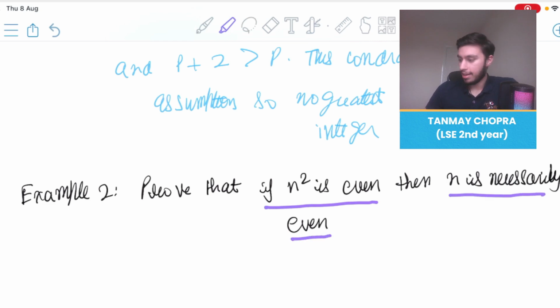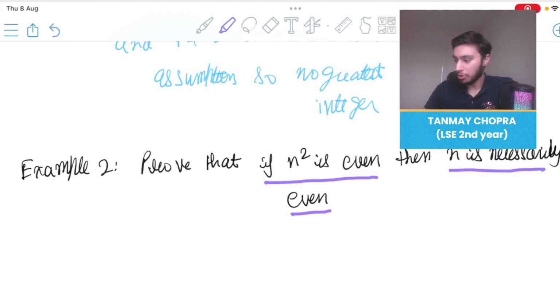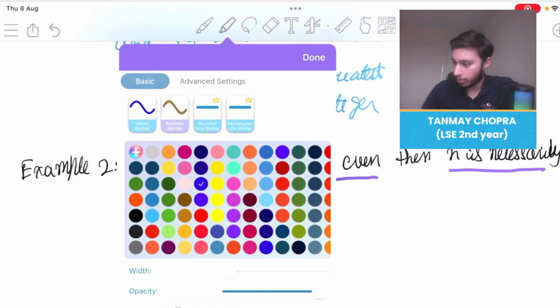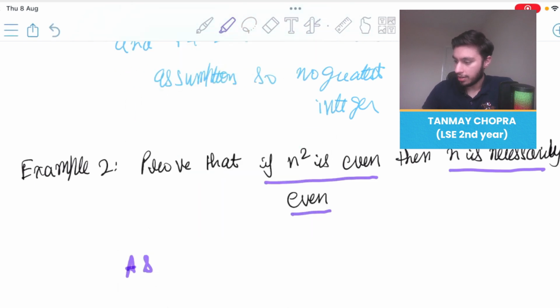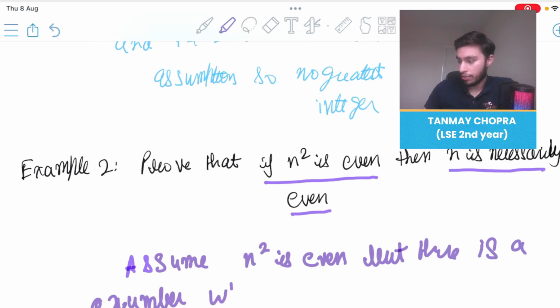All right. But if I'm doing proof by contradiction, I need to prove something is false. What am I going to say is false? I'm going to say assume, okay, maybe this is a wrong color, let's say this one. Assume n squared is even, but there is a number where n is odd.